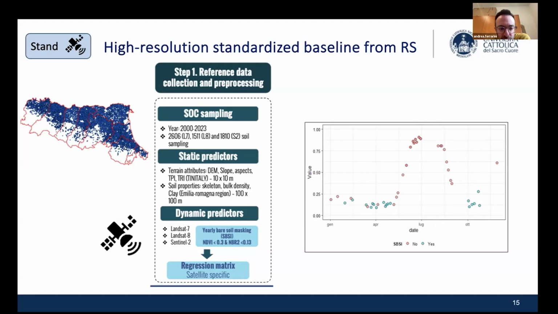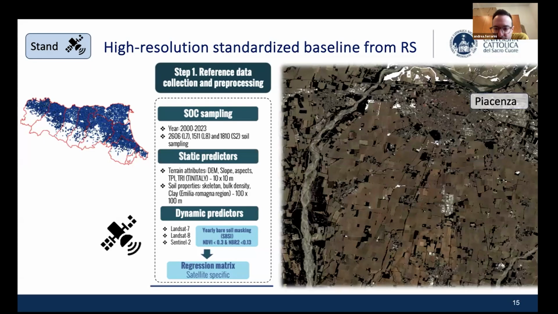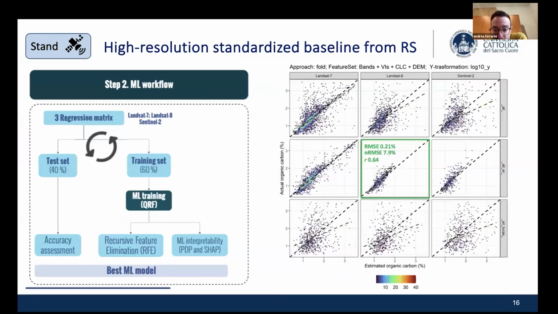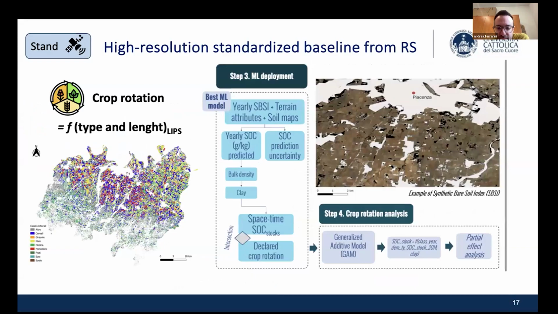It's based on a bare soil masking. So we do extract bare soil, we apply our trained and validated algorithm, and we can track over space and time the dynamics of soil organic carbon. That's an image that we have produced for Piacenza. But most importantly, I skip which type of satellite imagery we use for training and validating, but that's the fact.